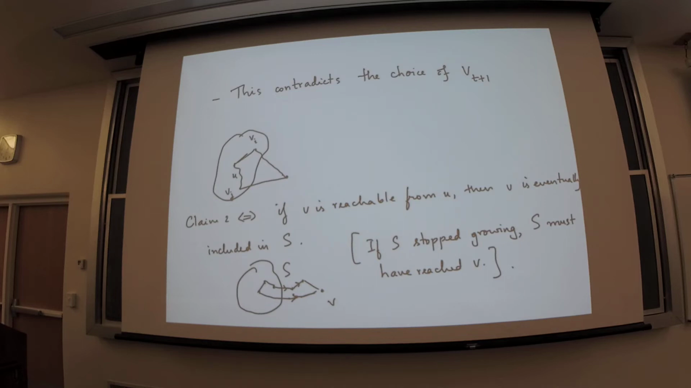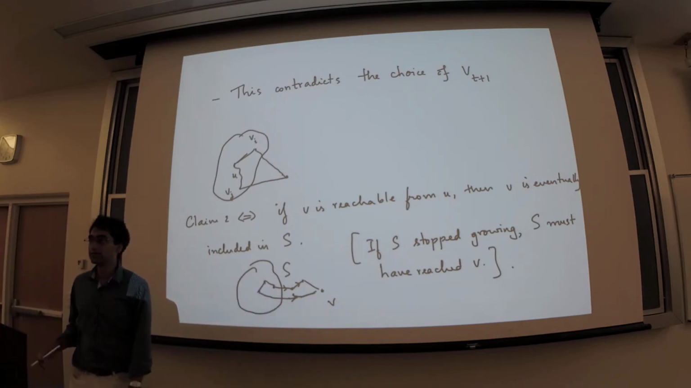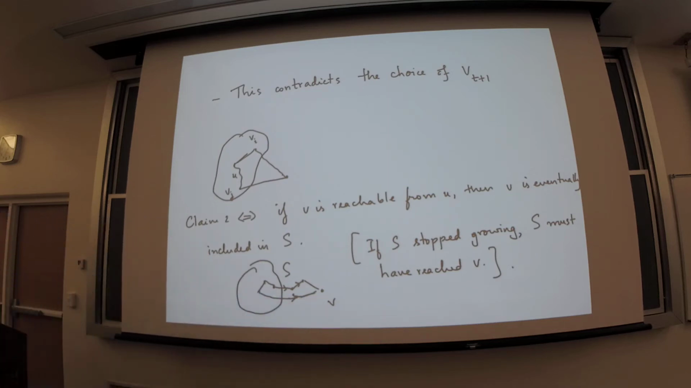Because the algorithm stops when you include V. Yeah, your goal is to find the shortest path to V, right? So if you stop at V, then it's fine. All right. So this part is actually easy.